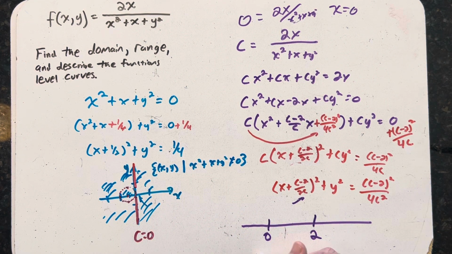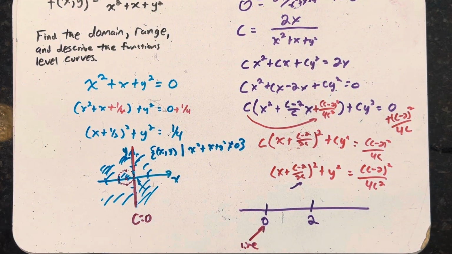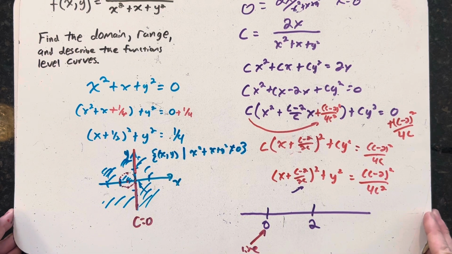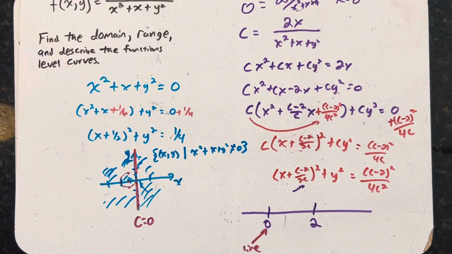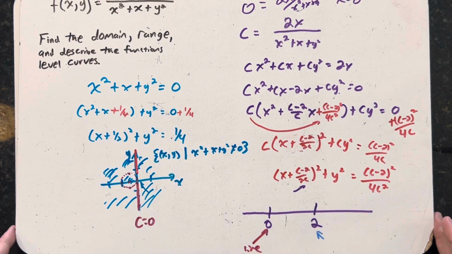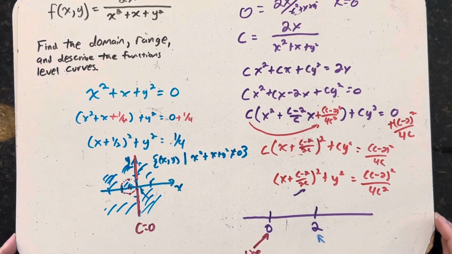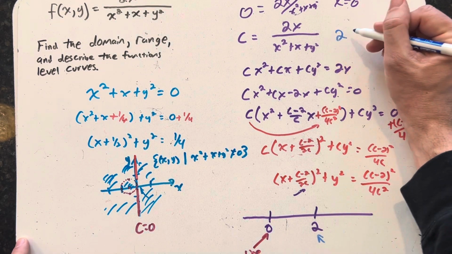All right, so at c equals 0, I get a line, I get the y-axis. So that's at least a little bit interesting of a level curve there. Now let's talk about c being equal to 2. So I can plug that value in.